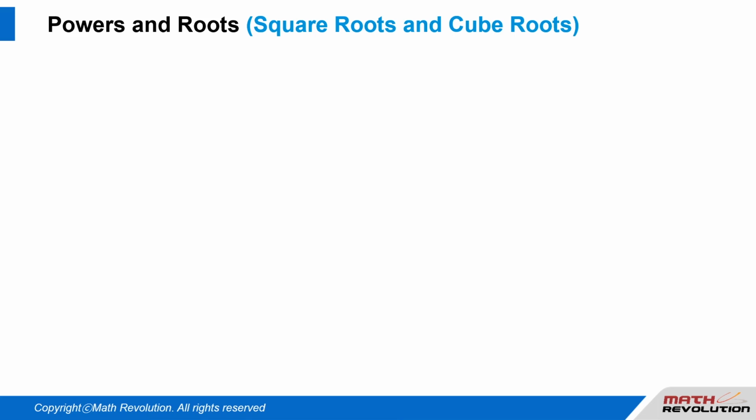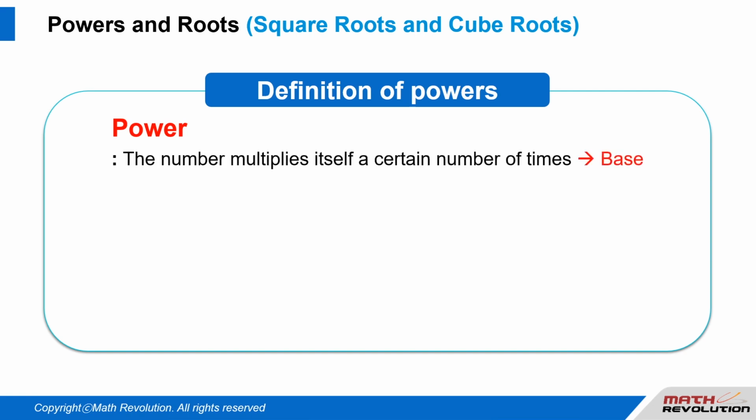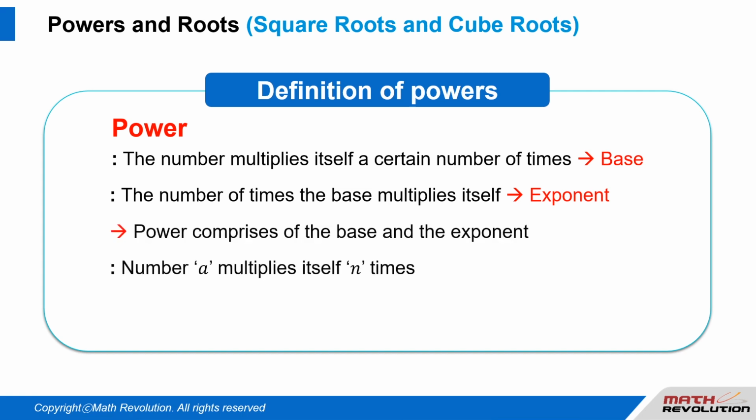In this video, we will talk about powers and roots. Let us start by talking about the definition of power. Power is the result that arises when a number called the base multiplies itself a certain number of times. The number of times the base multiplies itself is called the exponent. Power comprises of the base and the exponent.